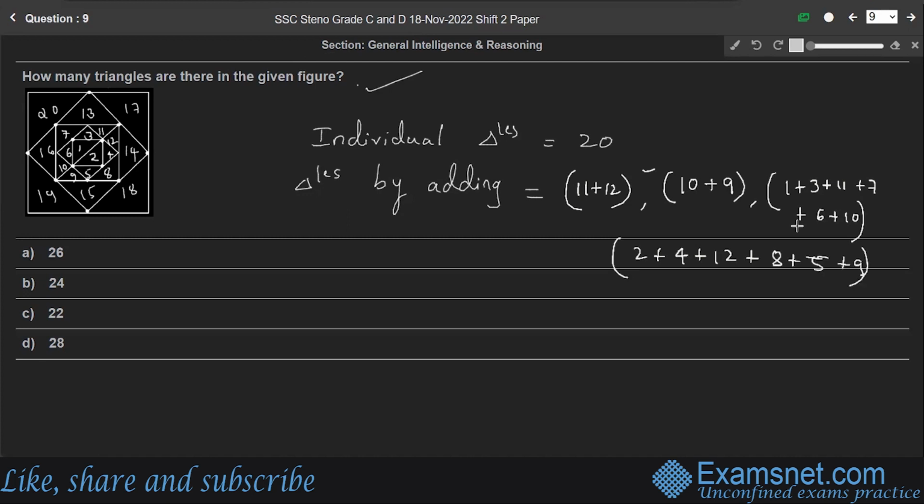So totally we have 4 triangles by joining 2 or more triangles. So totally we have 20 plus 4 triangles, which is equal to 24 triangles. Therefore, option B is the right answer.